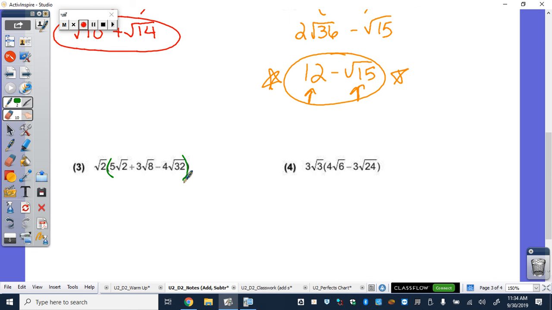Third one, we got to distribute 3 times now. So radical 2 times 5 radical 2 gives us 5 radical 4. And then plus 3 radical 16. Minus 4 radical 64.